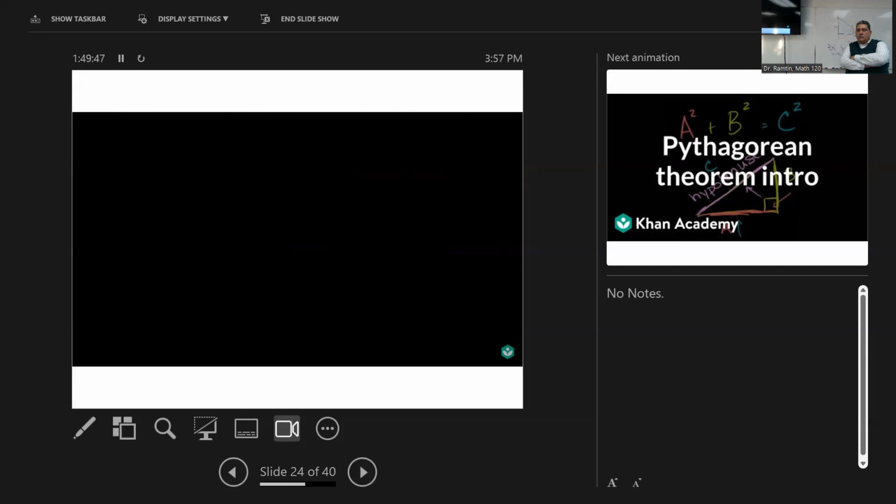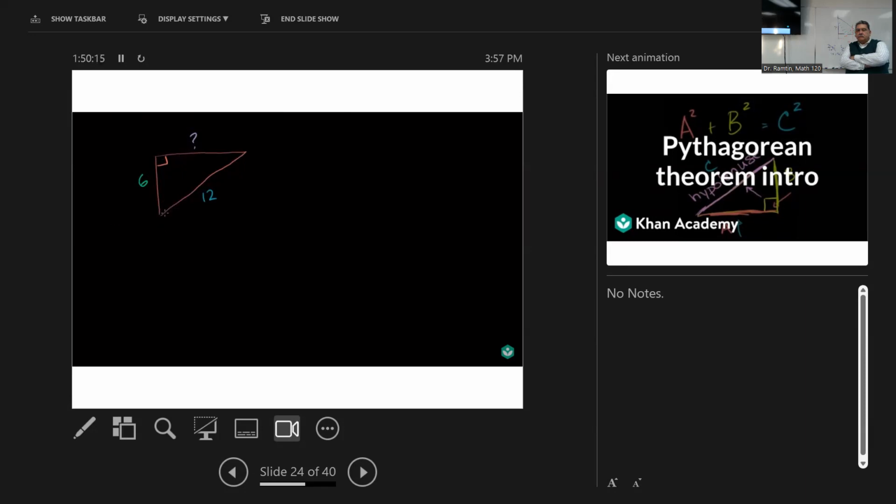Let's say that our triangle looks something like this. And that is our right angle. Let's say that this side over here has length 12. And let's say that this side over here has length 6. And we want to figure out this length right over there.